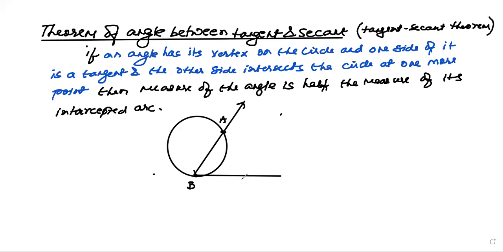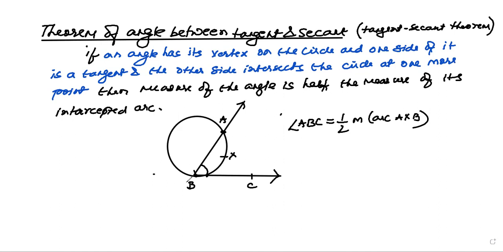So in this angle ABC, vertex B lies on the circle, side BC is a tangent, and side BA intersects the circle at one more point A. The measure of such an angle is always half the intercepted arc. Measure of angle ABC is half the measure of arc AXB. This theorem is called the theorem of angle between tangent and secant. I hope people have understood me here.